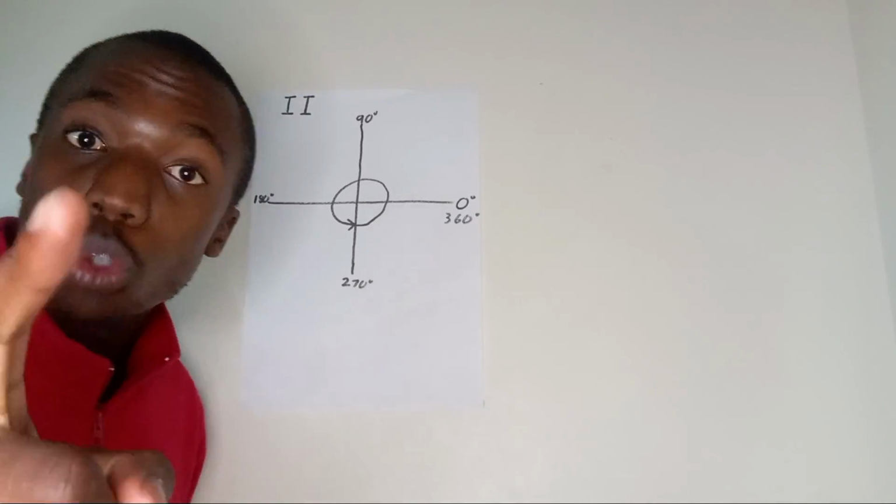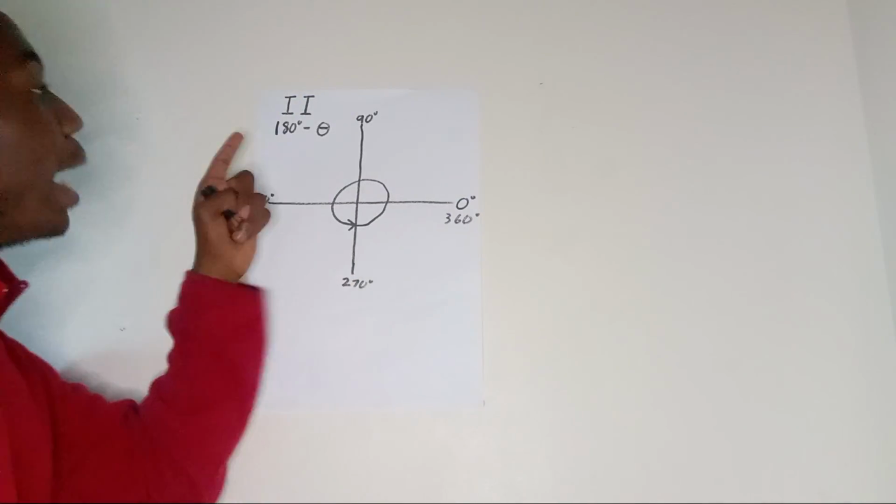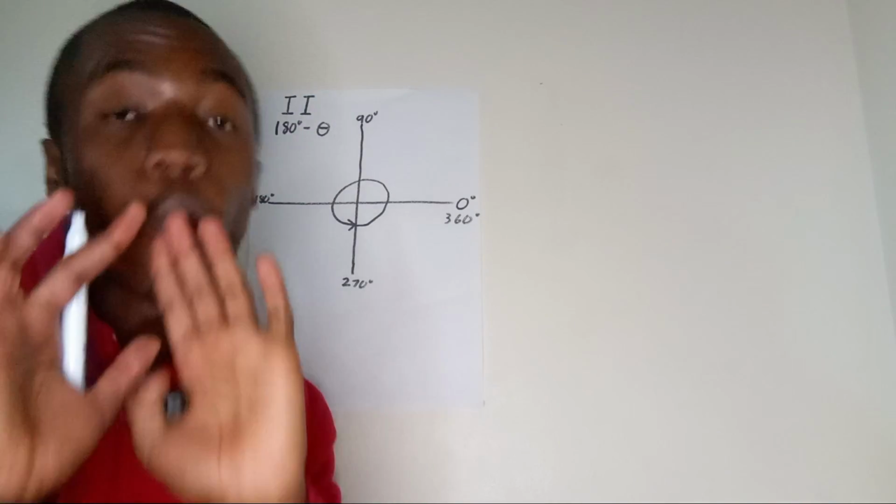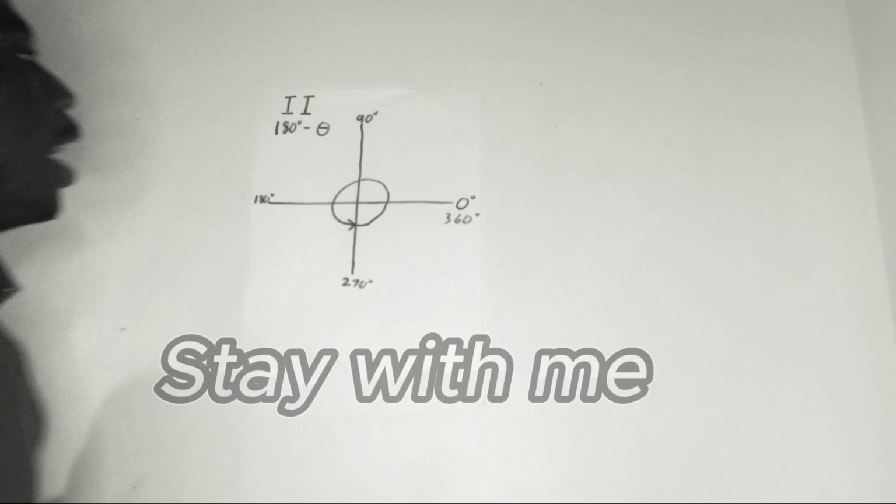And we're going to label this quadrant 180 degrees minus theta. It's going to make sense now. Don't worry, just stay with me.